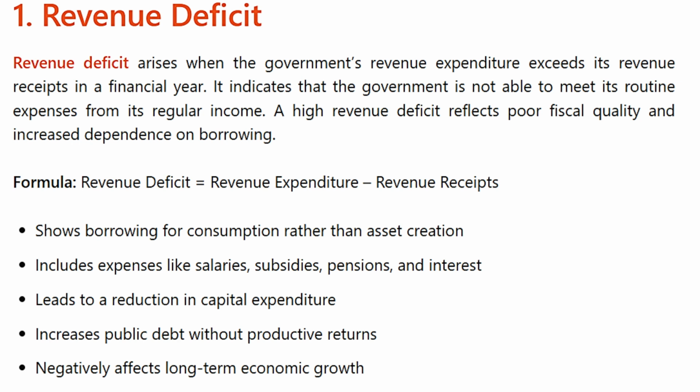Formula: revenue deficit equals revenue expenditure minus revenue receipt. Shows borrowing for consumption rather than asset creation. Includes expenses like salaries, subsidies, pension, and interest. Leads to reduction in capital expenditure. Increases public debt without productive returns. Negatively affects long-term economic growth.